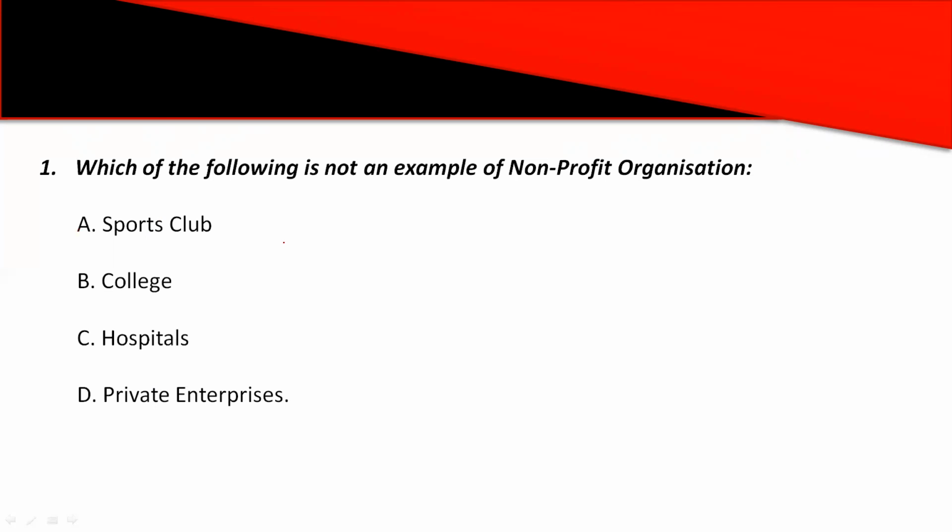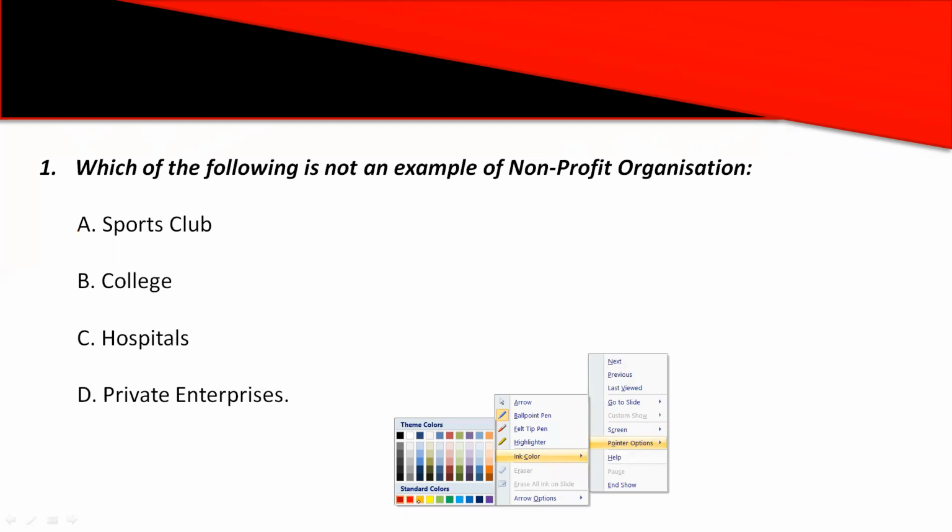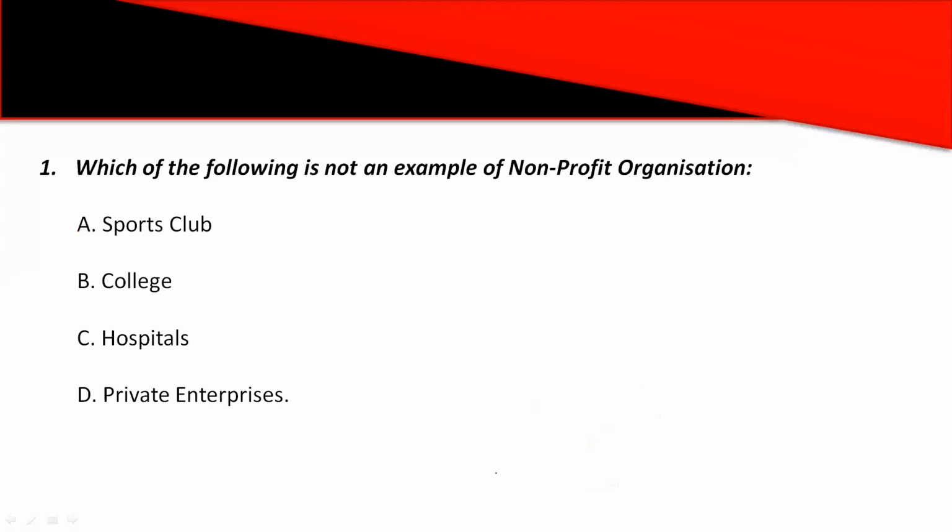Sports club is an NPO. College provides educational service, so it is also a kind of NPO. Not all colleges are NPOs, but they are working for the welfare of society, so in general we are considering it as an NPO. Then hospitals, they serve the society. Coming to option D, private enterprises. This is not an NPO. Private enterprises work for their own profit or their own benefit. So option D is the right answer here. Private enterprises are not an NPO.